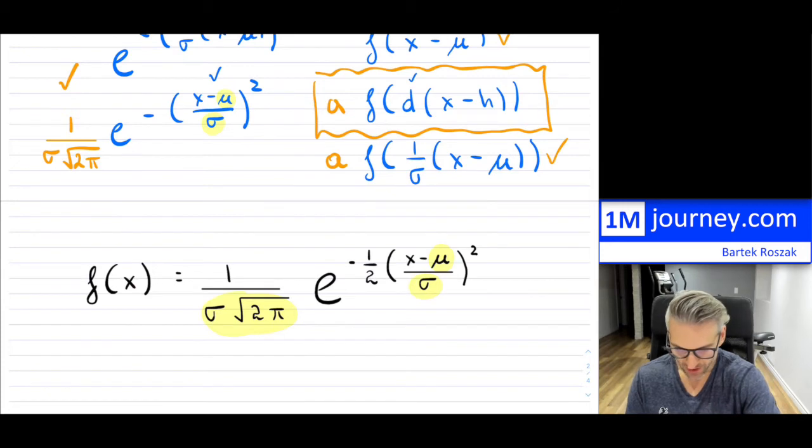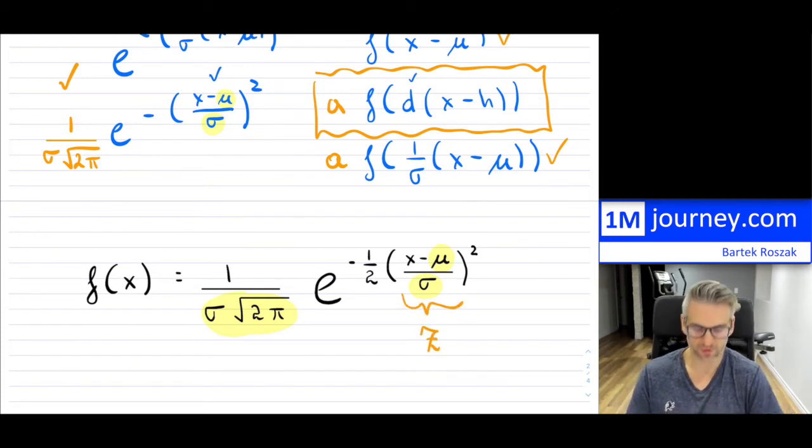Now, this inside really is just your z-score. So as you studied your z-scores, if you haven't, you can take a peek at that video I pointed out in the beginning. So that is your normal distribution.